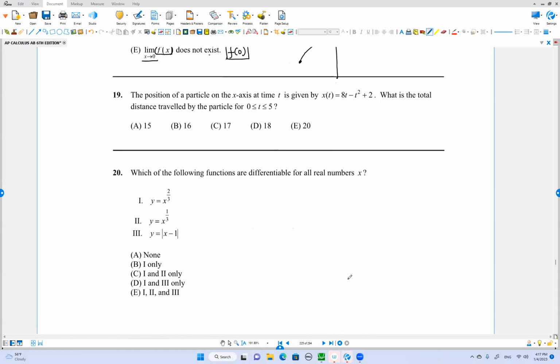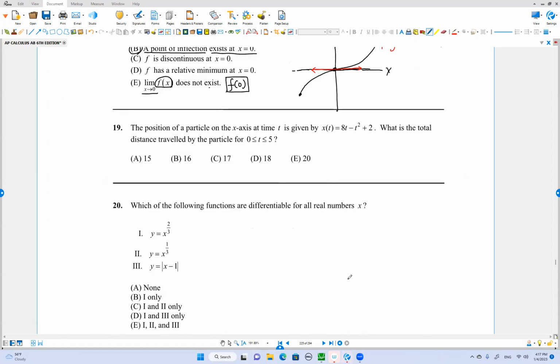Number 19. The position of a particle on the x-axis at time t is given by the equation x(t) equals 8t minus t squared plus 2. What is the total distance? They're asking you for total distance, not position, right? Total distance traveled from 0 to 5. This is a position, so we have to check when they move to the right and move to the left, okay? Position is plus or minus, but we're going to find the total travel distance. So we're going to find when they change their directions.